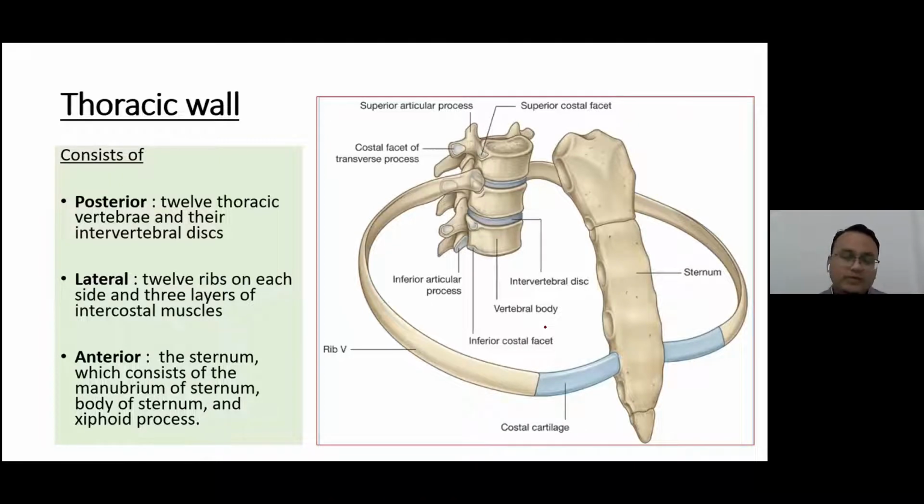And we know that the sternum consists of these three structures, isn't it? That will be the manubrium, and then you have the body of the sternum, and right at the tip below is the xiphoid process. So all these three components make up the sternum itself. So this composes the anterior part of the wall. Then you have the 12 ribs, which form the lateral border of the wall, as well as the 12 vertebrae at the posterior aspect. That's clear.